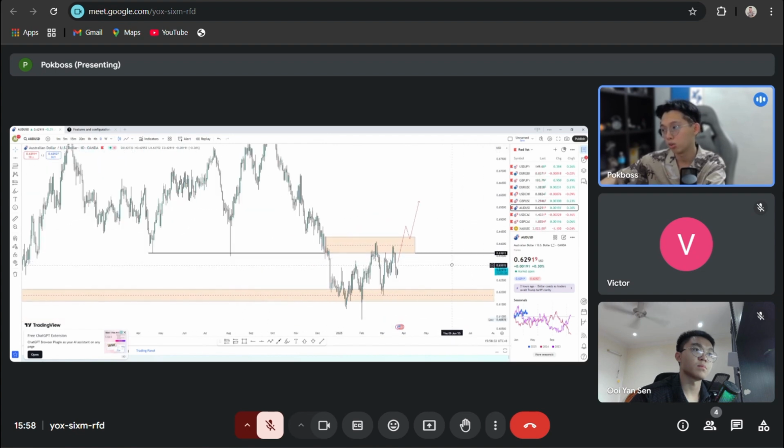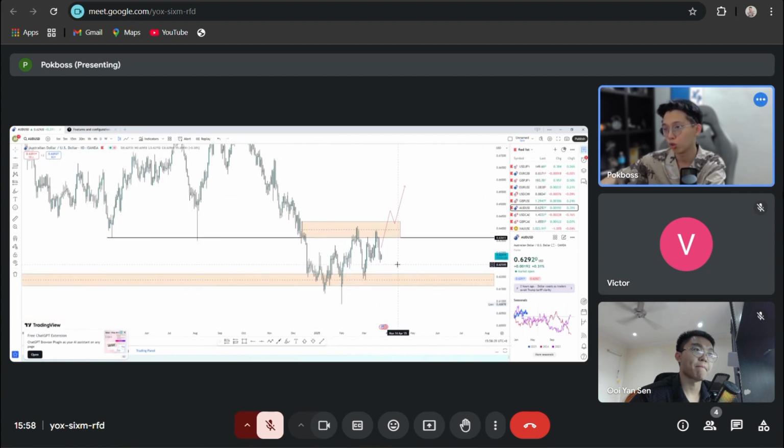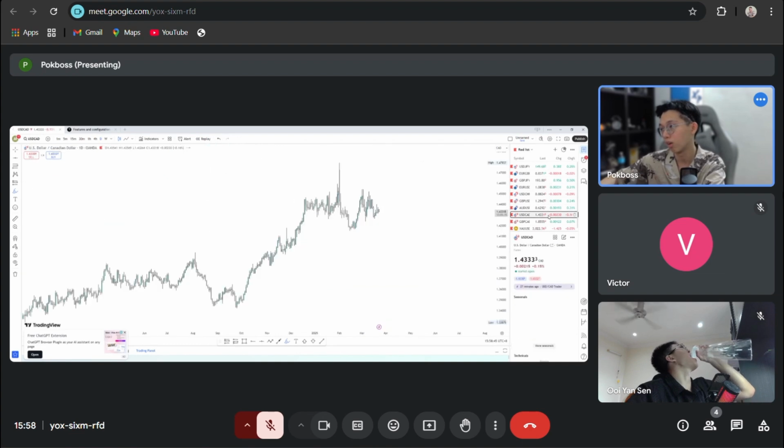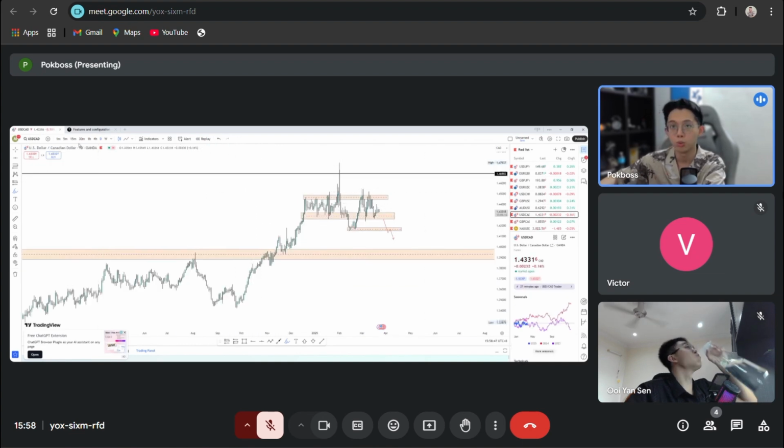So currently AUD is still nothing, it's still in a choppy state, you can see. Choppy. It's running sideways in this range, in the range between the support zone and also the supply zone. So just wait and see what happens. So USD CAD.